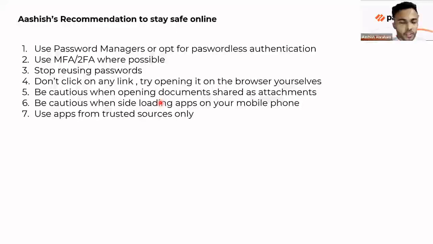Everybody knows that we have to make complex passwords. Everybody knows that the password has to be in such a way that it is not easily broken, so that a brute force attack cannot happen, or my brute force should not be able to break it. So everybody knows about it. I won't go there, right?